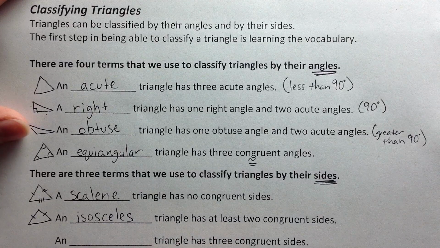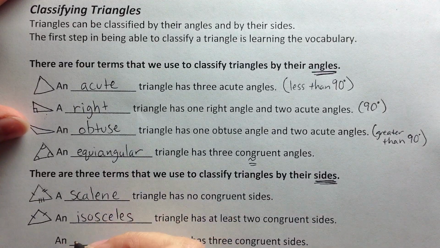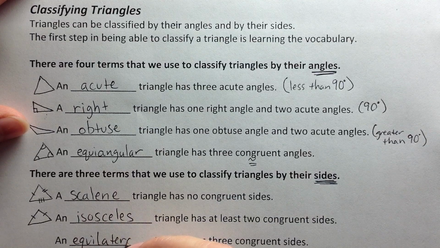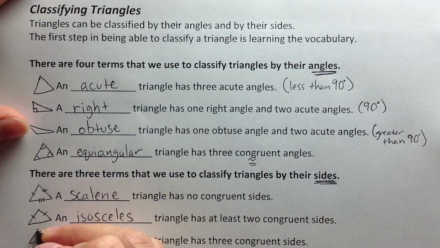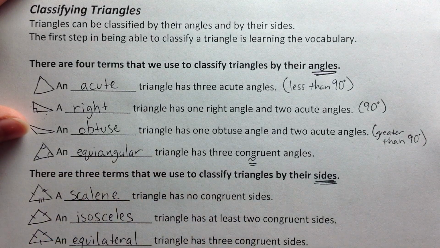Okay, if all three sides are the same, again, that equi means equal, and lateral means sides. So if you have all three sides the same, it's equilateral. Now again, isosceles and equilateral look a lot the same, but they don't have to. But equilateral, by definition, this says at least two congruent sides, so you could call that isosceles. But again, you want to use the most specific vocabulary.